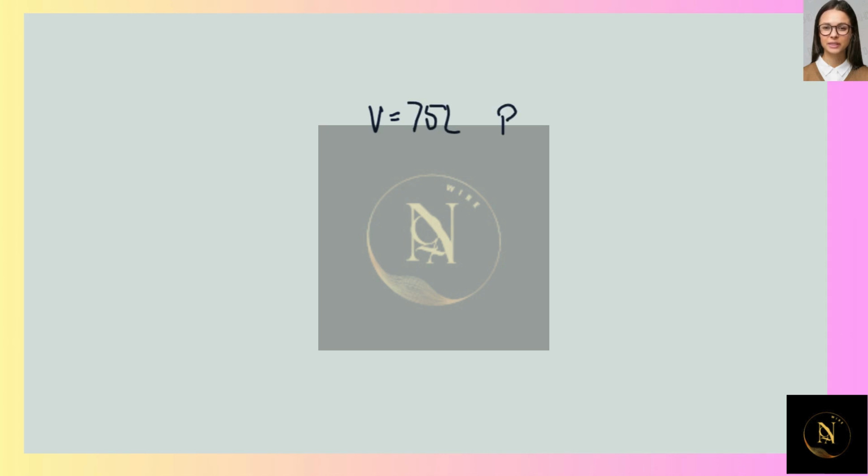Okay, we know that a sample of oxygen occupies 75 liters and that the pressure is 1 atmosphere. Okay, and what we're told is that the volume will double to 150 liters. And the question is, what is the new pressure?